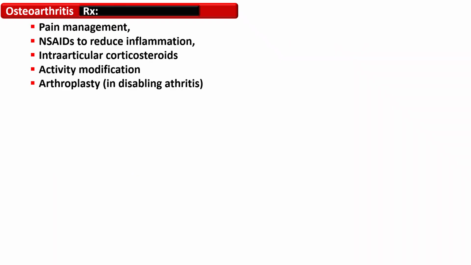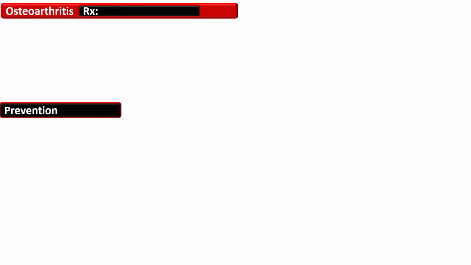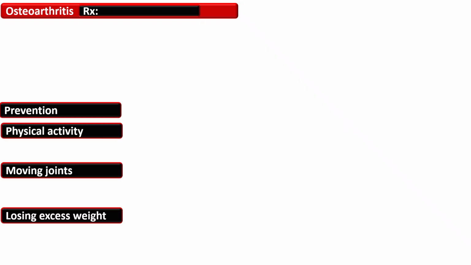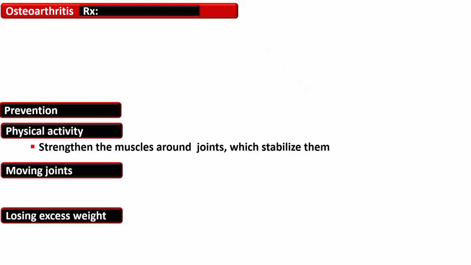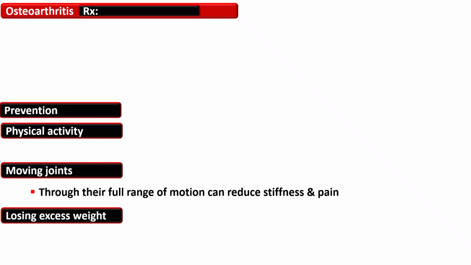For the treatment of osteoarthritis, the aim is to manage the pain by non-steroidal anti-inflammatory drugs, which reduce inflammation also. Intra-articular corticosteroids are also used. Modification of the activity by the person if the joint is disabling, and then arthroplasty can be performed. There is no way to prevent this disease, but it can be delayed by increasing the support to the joint by physical activity, which increases the strength of the muscle around the joint to stabilize them, and to move the joint to their full extent and decrease the workload.